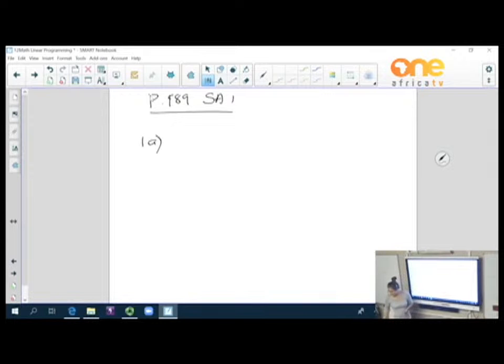So for number 1, they ask you to solve the following inequalities, and we work with 17 plus 5x is less than or equal to 42.